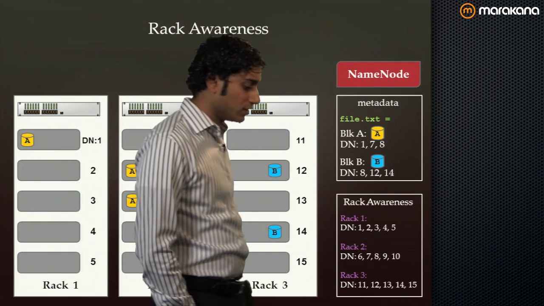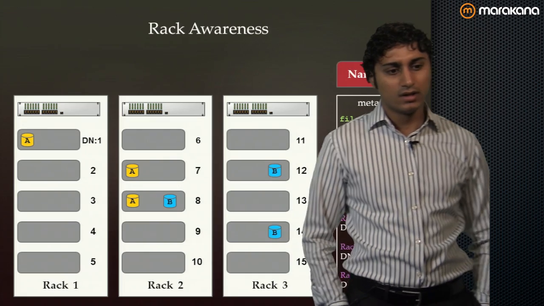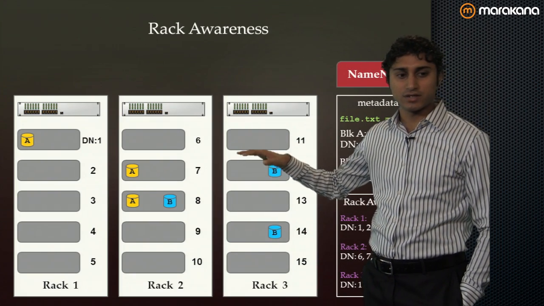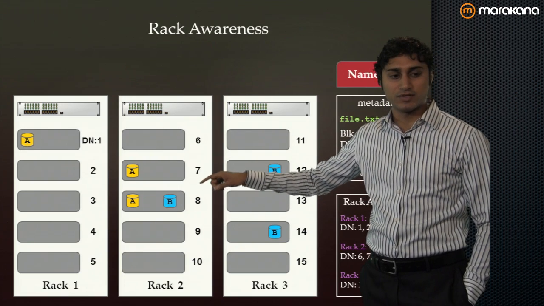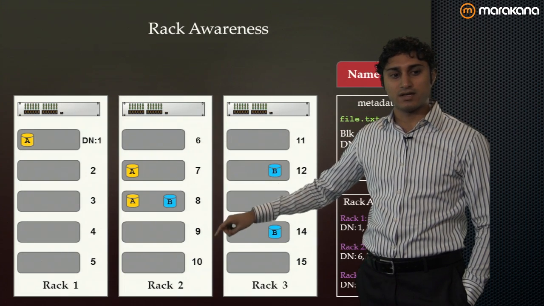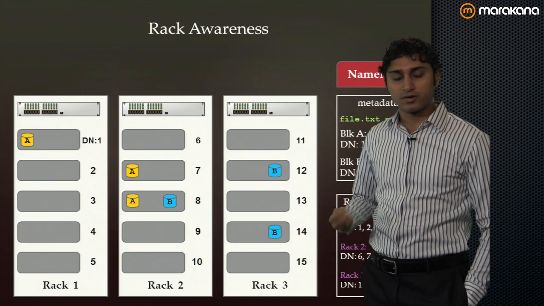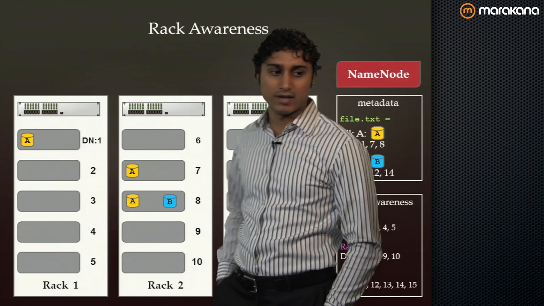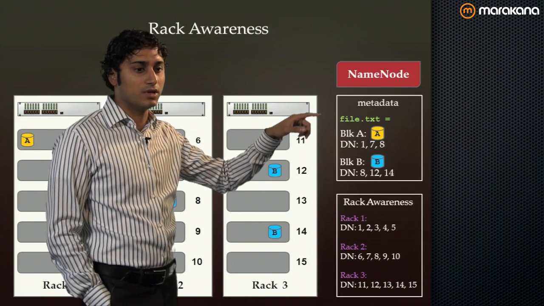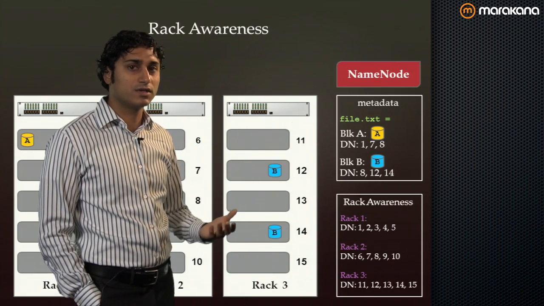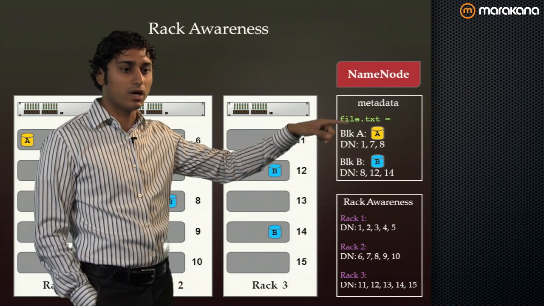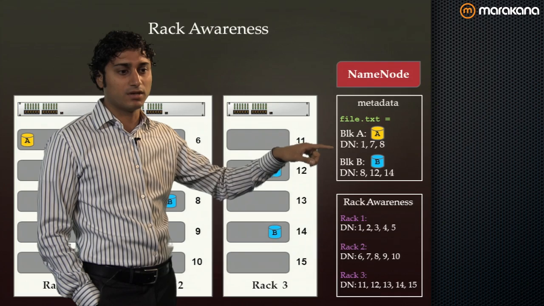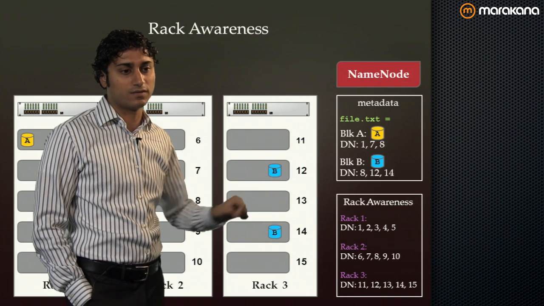Another feature in HDFS is that the NameNode is rack aware. So in this slide, we're seeing the same 3 racks as before. Each rack has 5 data nodes. The second rack has data nodes 6, 7, 8, 9, and 10. And you can see that there are 3 replicas of block A. They're on data nodes 1, 7, and 8. And that information is, as you know, kept in the NameNode's metadata. So the NameNode knows that this file.txt breaks up into 2 blocks, block A and B. And block A is on 3 different data nodes, and block B is on these 3 different data nodes.